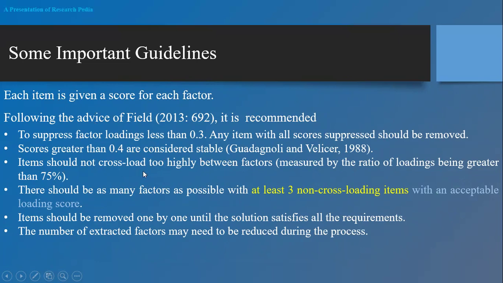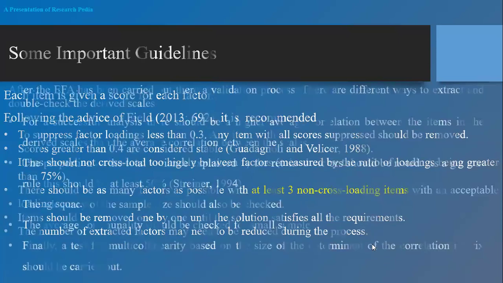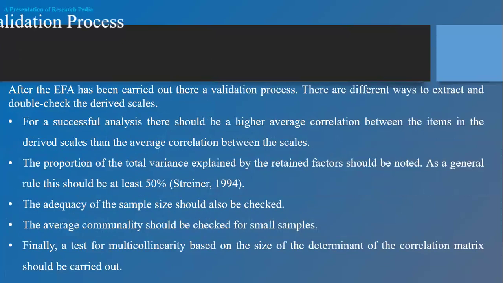Items should not cross-load too highly between factors. It means that for the ratio of loadings being greater than 75%, there should be as many factors as possible with at least three non-cross-loading items with an acceptable loading score. So there should be at least three items per factor in each case. Items should be removed one by one until the solution satisfies all the requirements. So we will follow this guideline. The number of extracted factors may not be reduced during the process. This is the procedure that we will follow.